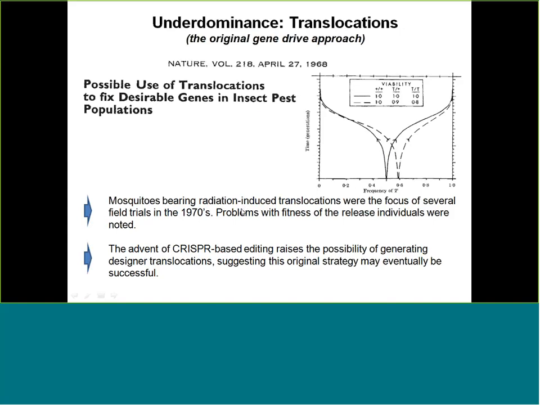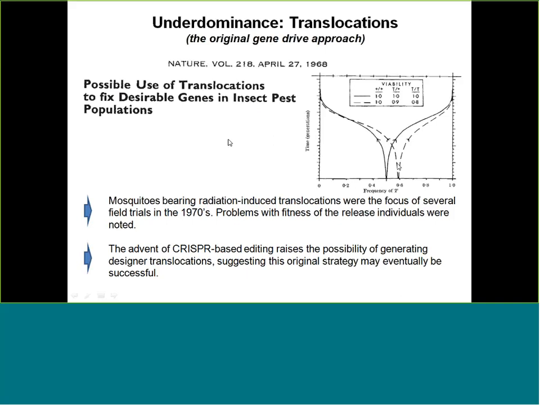This was attempted back in the 70s using radiation-induced translocations, but the problem was that these individuals were not fit enough. With the advent of more specific gene editing reagents, you can use CRISPR to generate potentially novel translocations where you wouldn't have the problem of collateral damage from radiation-induced translocations, suggesting you might be able to resurrect this strategy and generate translocations that you can use for driving genes into a population.